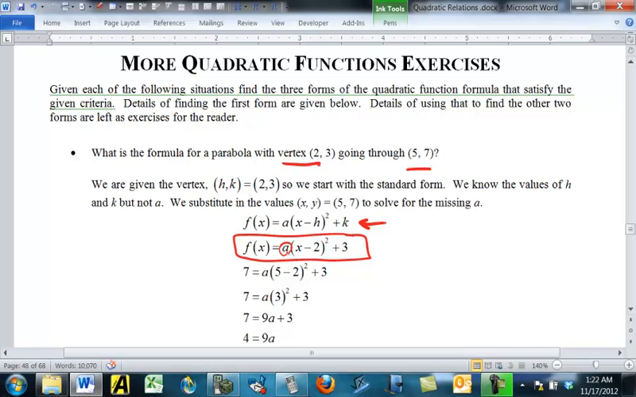Anytime you have a formula and you're just missing one constant that you don't know, you can take a point that you know and plug it in. So in this case, I plug in the 5 for x and 7 for y, and when you do that, you can solve for a.